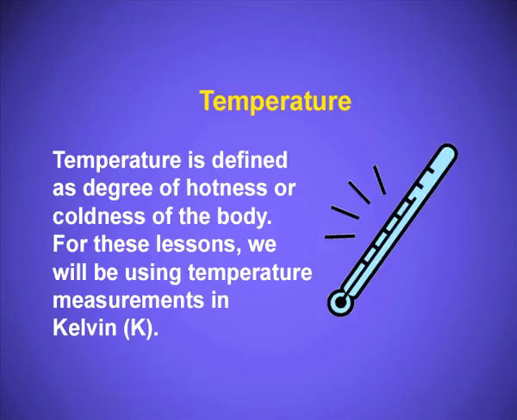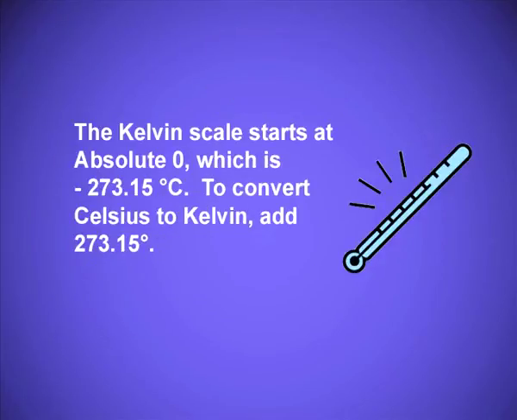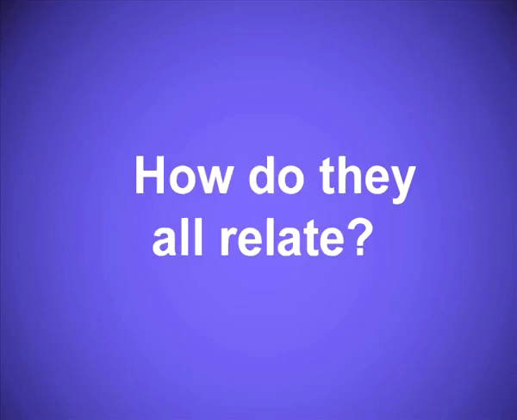Temperature. Temperature is defined as the degree of hotness or coldness of a body. For these lessons, we will be using temperature measurements in Kelvin, symbol K. The Kelvin scale starts at absolute zero, which is minus 273.15 degrees Celsius. To convert Celsius to Kelvin, add 273.15 degrees.